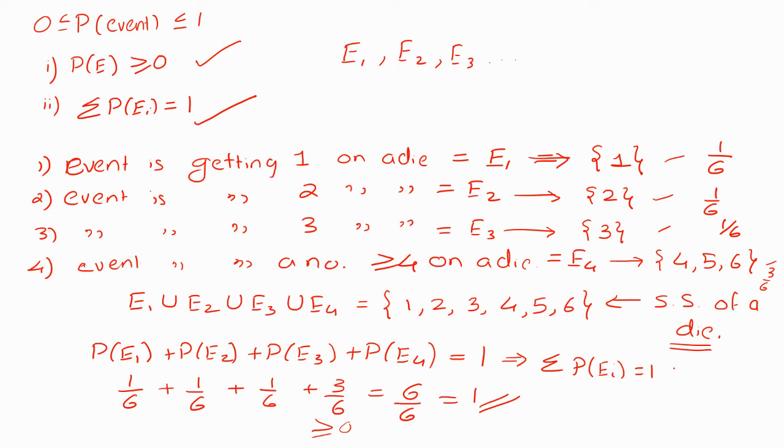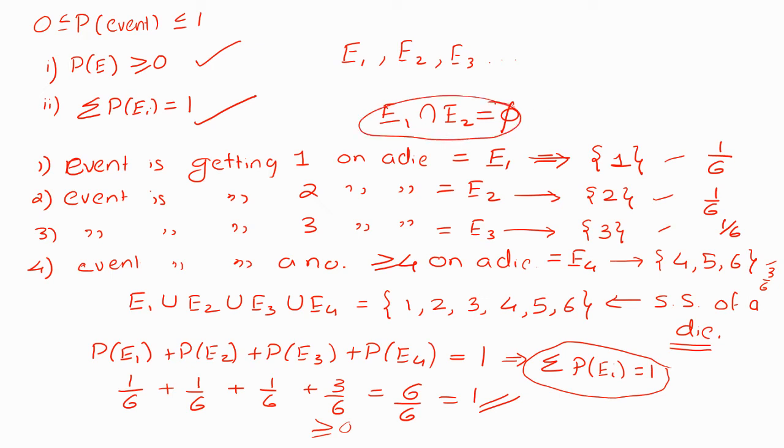So basically we have to keep in mind that the sum of all the probabilities of a random experiment is equal to 1, when E1 intersection E2 is equal to the empty set. That also we need to keep in mind. Actually, no need to keep it in mind that way. This is total mathematical stuff.